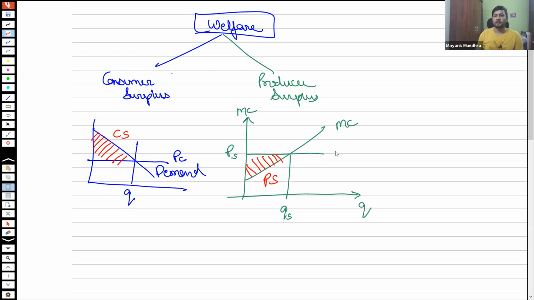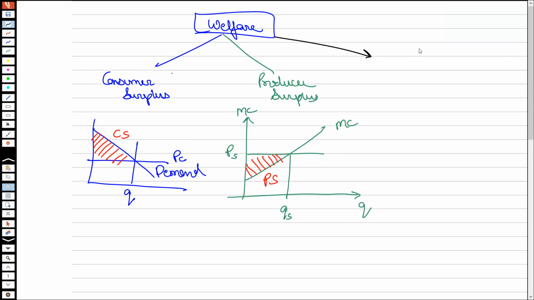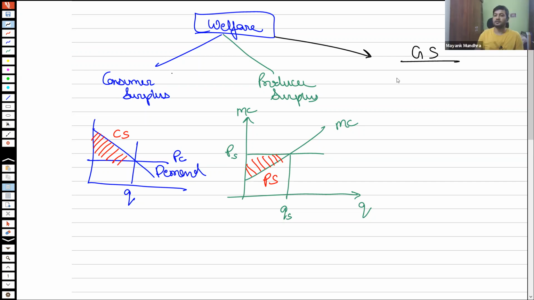And finally, the third thing is your government surplus. Government surplus is just government taxes or government revenues, net government taxes or net government revenue. So government tax income minus government cost.